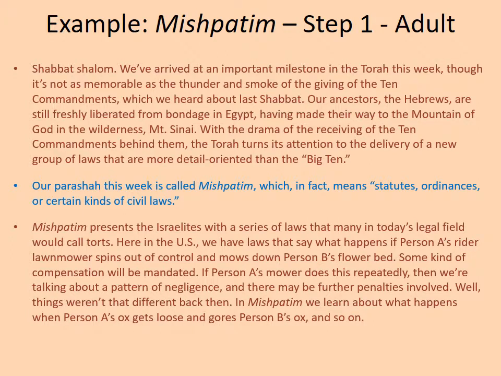Mishpatim presents the Israelites with a series of laws that many in today's legal field would call torts. Here in the U.S., we have laws that say what happens if person A's rider lawnmower spins out of control and mows down person B's flower bed. Some kind of compensation will be mandated. If person A's mower does this repeatedly, then we're talking about a pattern of negligence, and there may be further penalties involved. Well, things weren't that different back then. In Mishpatim, we learn about what happens when person A's ox gets loose and gores person B's ox, and so on.